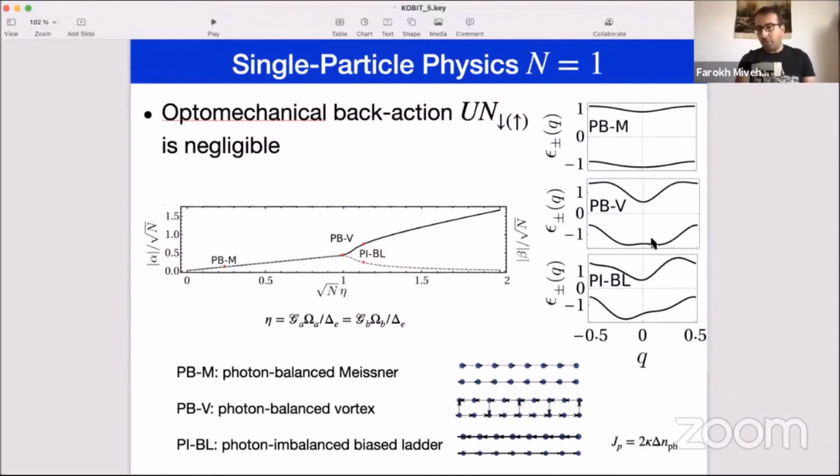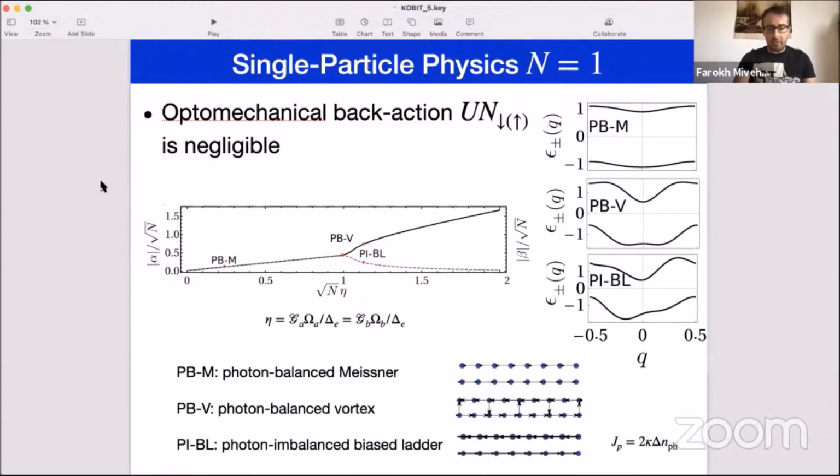So if we have two minima, we identify this one with a photon-balanced vortex state. This is shown in here. And finally, we identify a photon-imbalanced bias ladder phase. In this case, in addition to the pure chiral current, there is also a particle current, as the photon number is not the same in the two modes, as you can see in this figure.